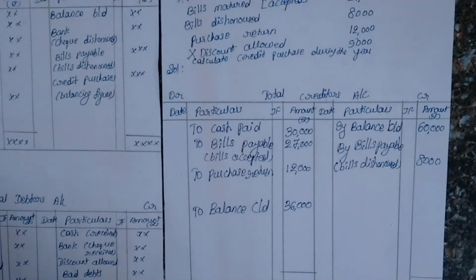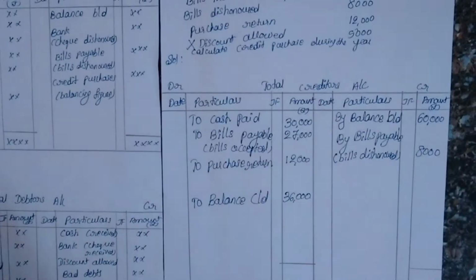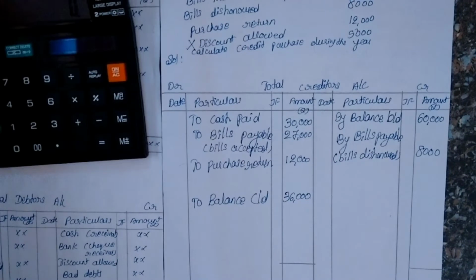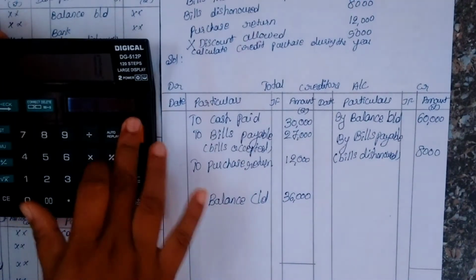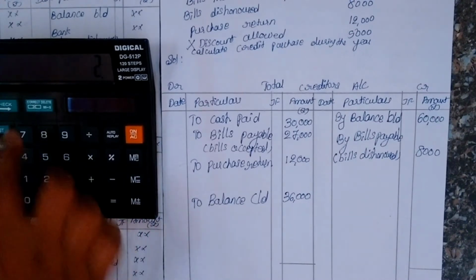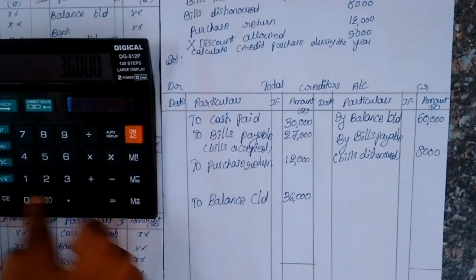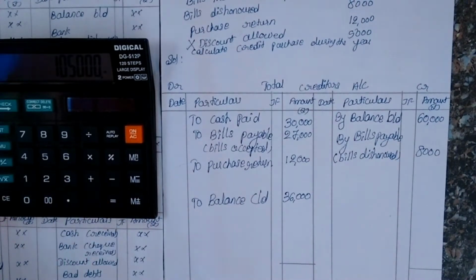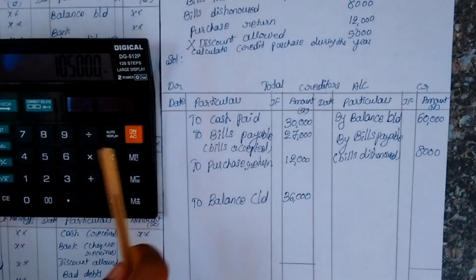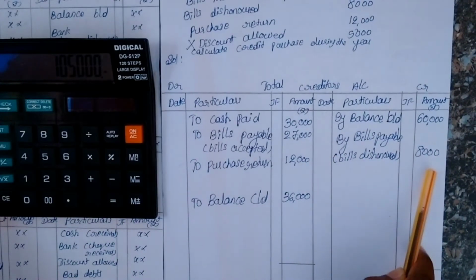Now we have recorded every entry, and finally we calculate the total. Here in the debit side, 30,000 plus 27,000 plus 12,000 plus 36,000. How much? The total we will get is 1,05,000. Remember, 1,05,000. But in case of the credit side, only 68,000.